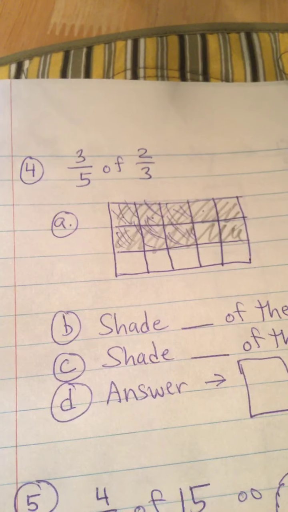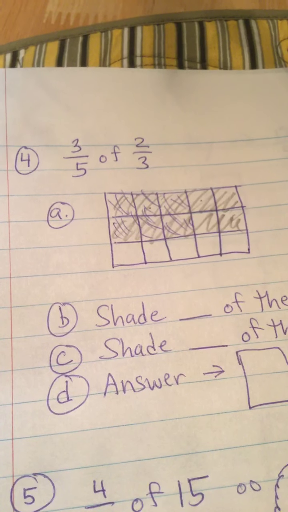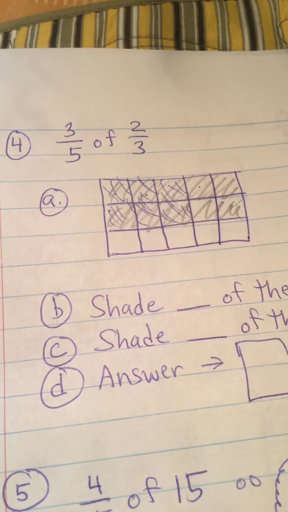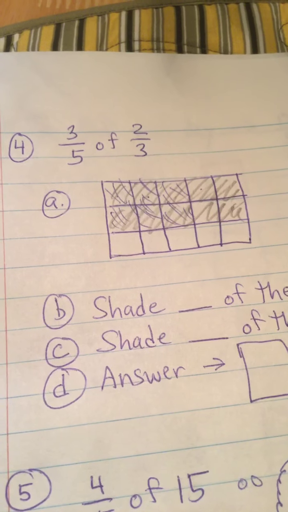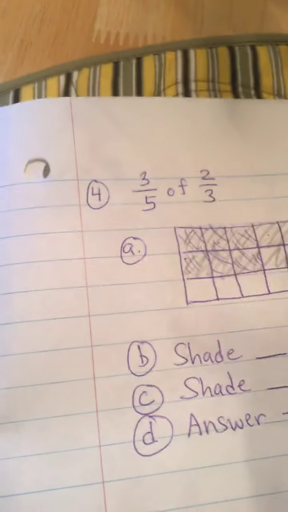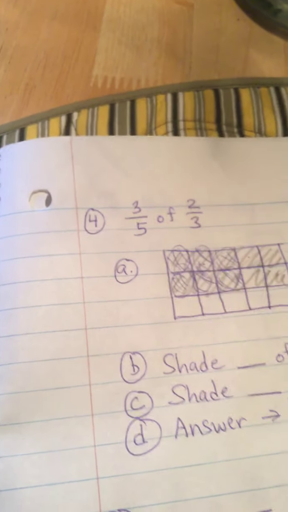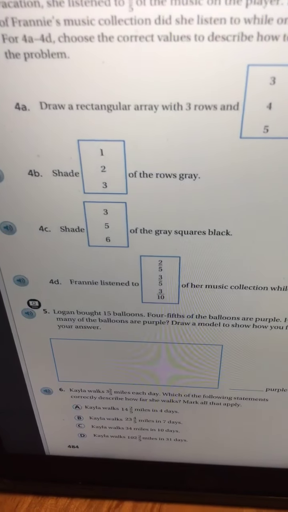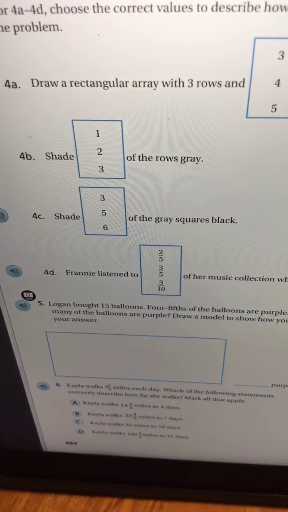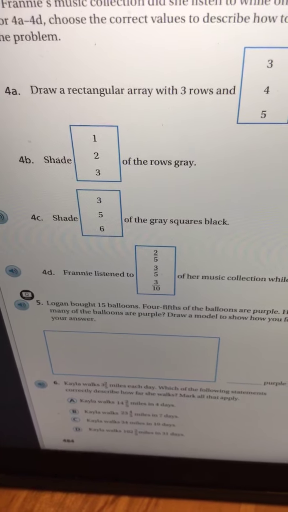So how many of the gray squares did I shade in with my blue, which is supposed to stand for black? So let's see how many there are. 1, 2, 3, 4, 5, 6. There's 6 of the squares. So my answer for that one would be shade 6 of the gray squares black. So for 4C, we're up to 6.